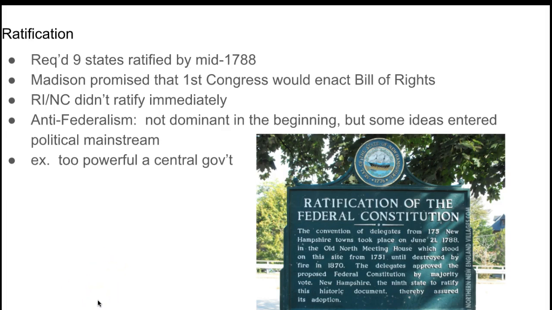The necessary 9 states had ratified it by 1788. Madison tells them that the first Congress is going to enact a Bill of Rights, and that gets the South. The South was adamant that there had to be a Bill of Rights. So that's where you get the first 10 amendments. Madison had promised that the first Congress would take care of this. Rhode Island and North Carolina were late to the party. They didn't necessarily want to ratify it, so they took their own sweet time.